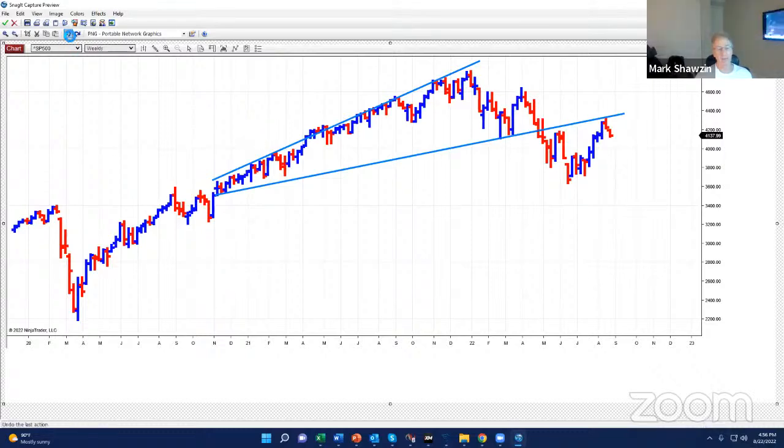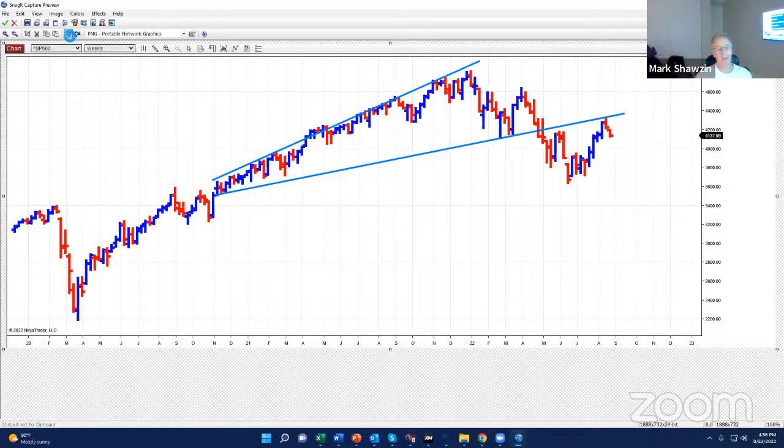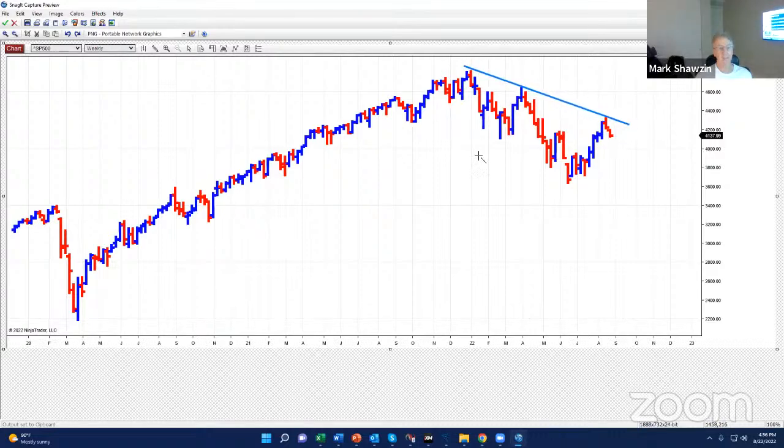I mean, I think we could get a mammoth downswing here. Now, the third pattern that I'm seeing is this megaphone top. So this looks like a megaphone, like you see a coach on the sidelines yelling through. And so this is a megaphone top.